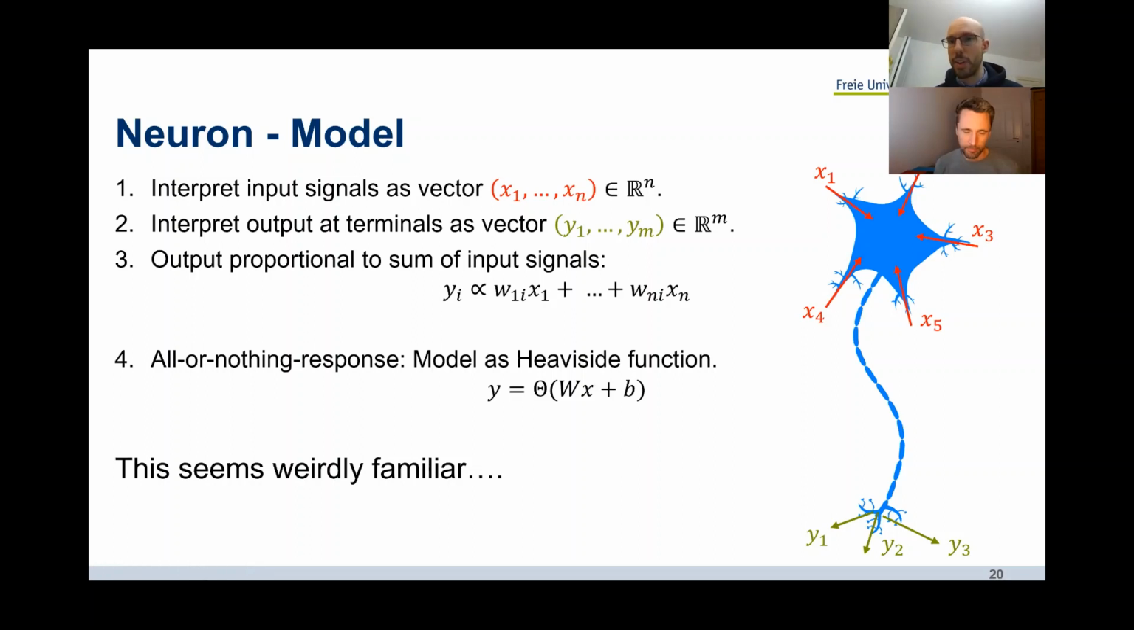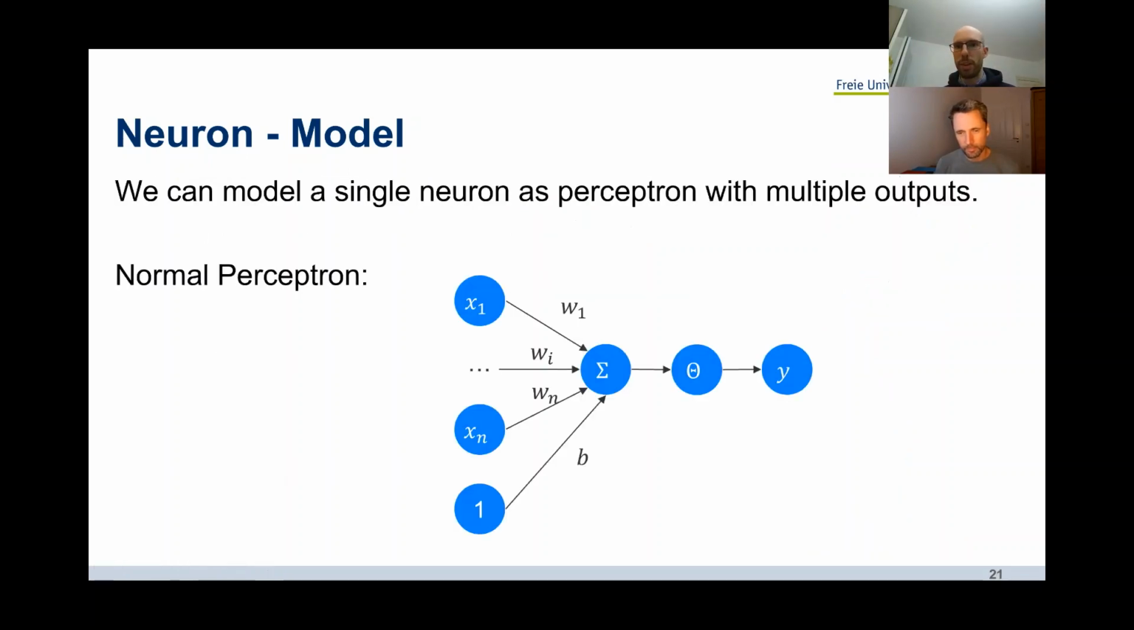And as an extension, it also looks like a logistic regression, only with Heaviside instead of a sigmoid. So what we can do now is model a single neuron as a perceptron with, basically, multiple outputs. So this is what a normal perceptron would look like. Remember, we had only 0 or 1 as output in the normal perceptron.